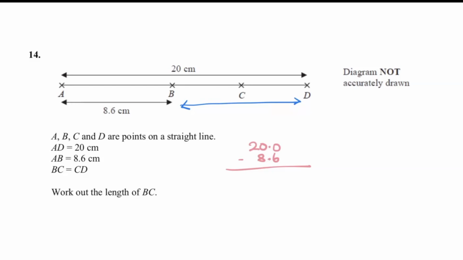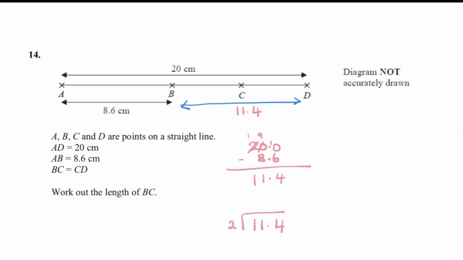Now we're going to reduce this down. So that's going to turn to 1, bring it across. That's going to go to 9, bring it across. 10 take 6 is 4, and then 9 take 8 is 1, and then we've got that 1. Decimal point still in its place, and we've got 11.4. Now, 11.4 is all the way across. But remember that BC and CD are equal in length, so all we need to do now is divide our 11.4 through by 2.